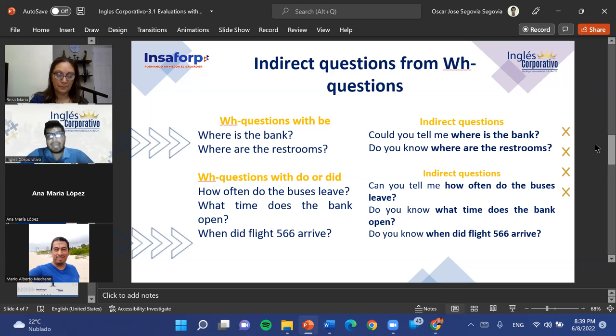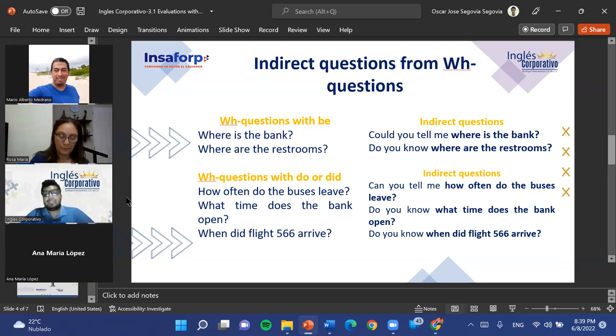Entonces puede sonar un poco agresivo si ustedes solo van y le preguntan a la persona, where is the bank? O sea, imagínense que esa persona igual está en la misma situación. Está buscando el banco, pero no sabe dónde se encuentra. Entonces, va a sonar un tanto, no grosero, pero quizás sí fuerte, que ustedes solo pregunten así de forma directa, where is the bank? Tell me, Mario.